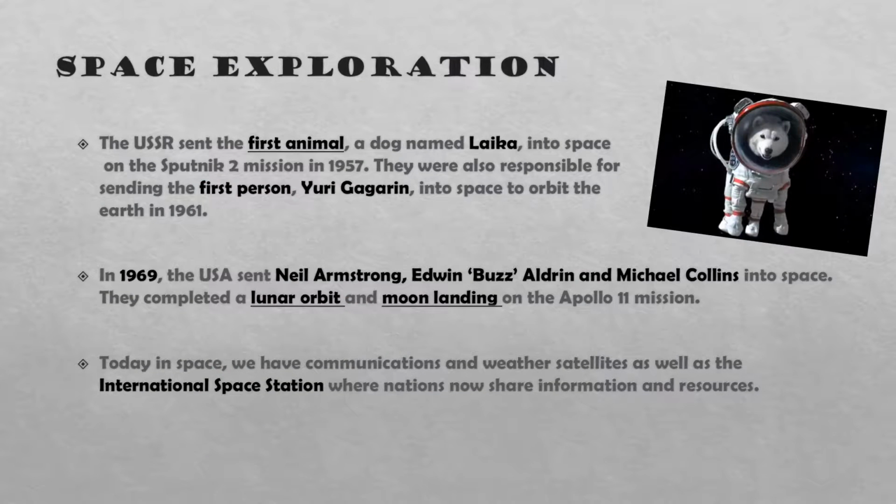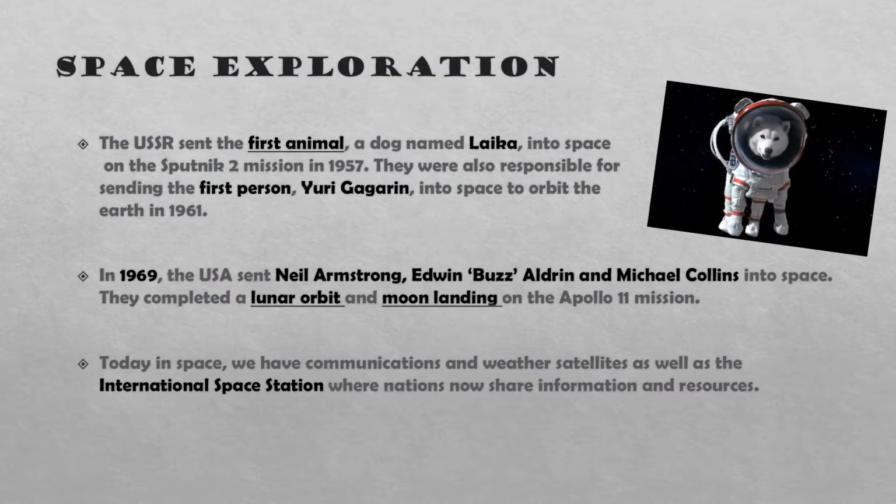Space exploration. The USSR sent the first animal, a dog named Laika, into space on the Sputnik 2 mission in 1957. They were also responsible for sending the first person, Yuri Gagarin, into space to orbit the Earth in 1961.